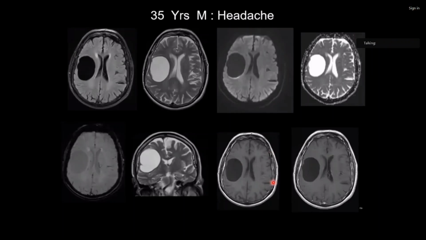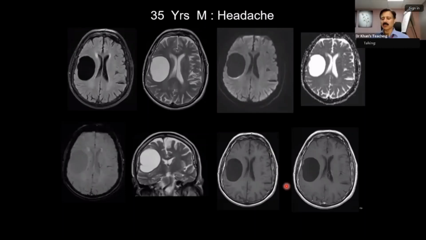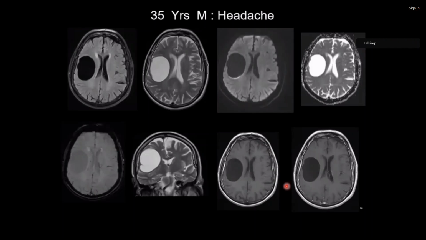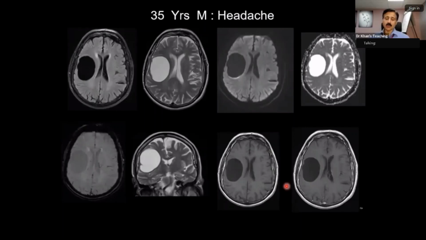So given the patient has got headache, I'm thinking this lesion is related to the symptoms. Okay, let me give you a hint. You are doing the chapter of infections. Hydatid. You see, hydatid has got unique features. In hydatid cyst of the brain, only about 1 to 2% of cases end up having hydatid of the brain.